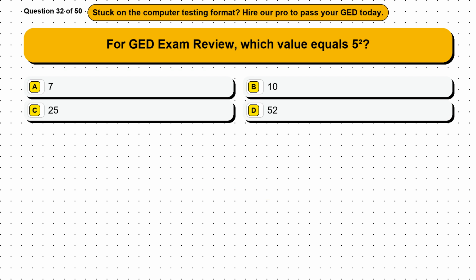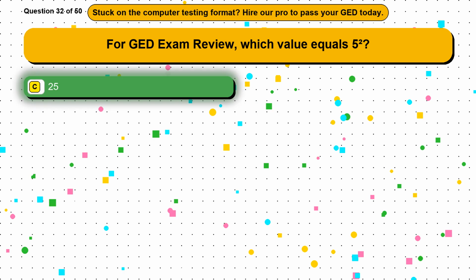Question 32. For GED exam review, which value equals 5 superscript 2? Option A, 7. Option B, 10. Option C, 25. Option D, 52. The correct answer is option C.